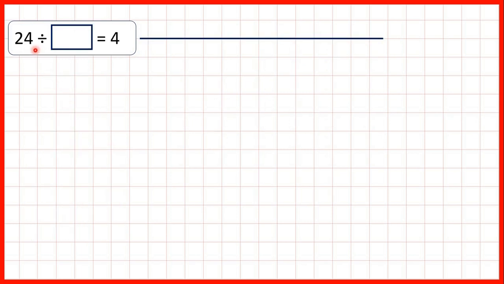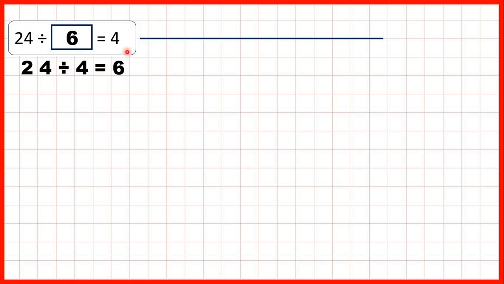Now another question we had was 24 divided by something equals 4. So to find our missing number, we divided 24 by 4, and because that's 6, we know that 24 divided by 6 must be 4.